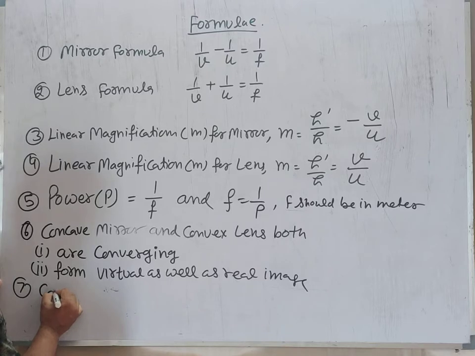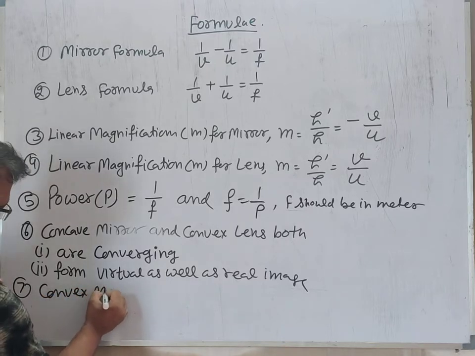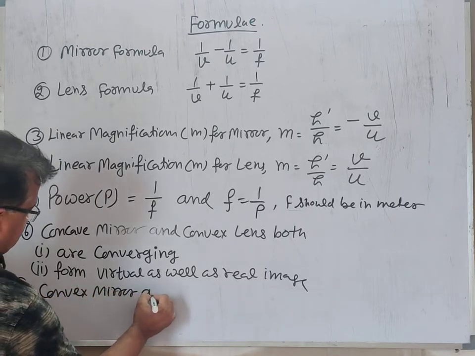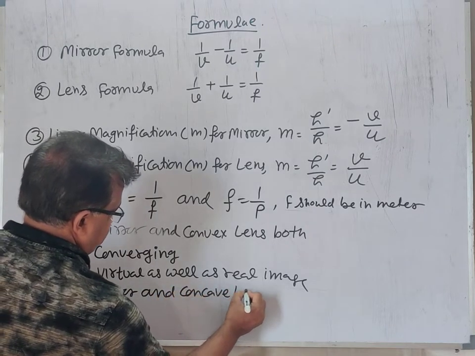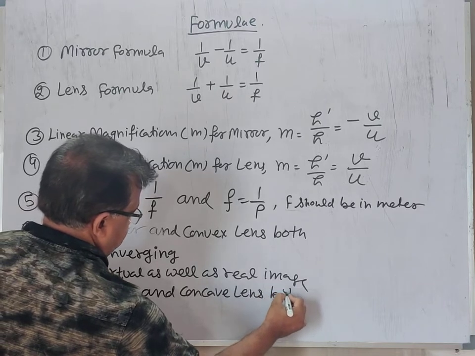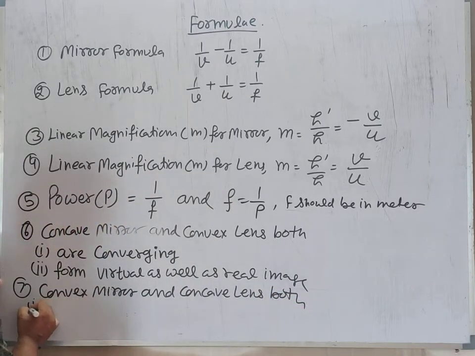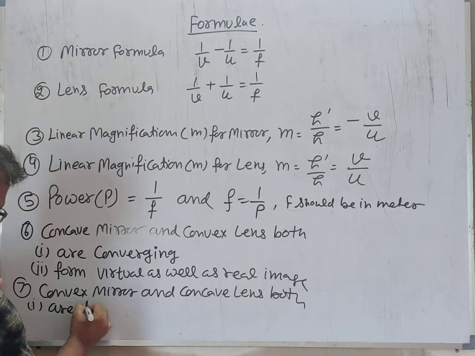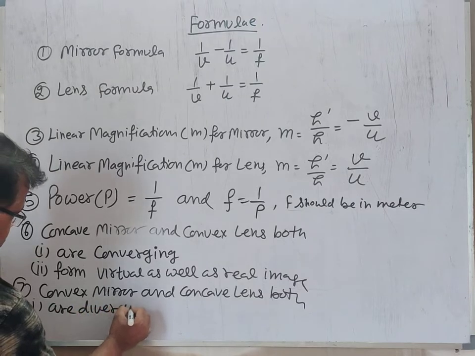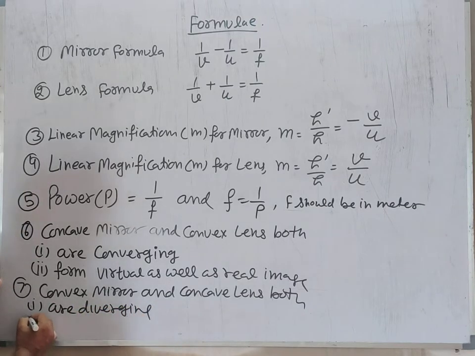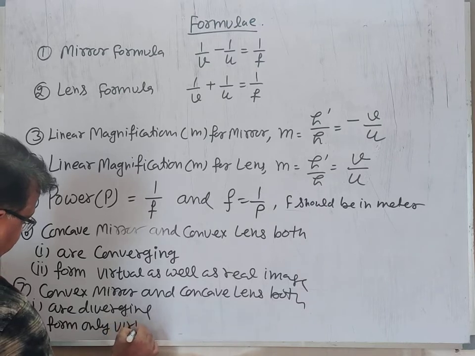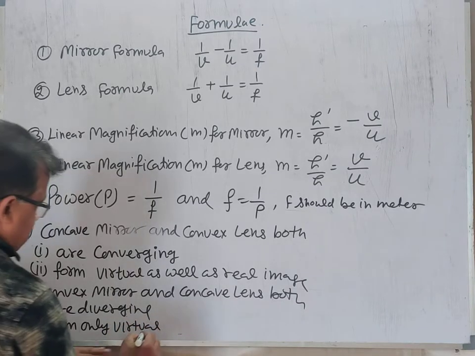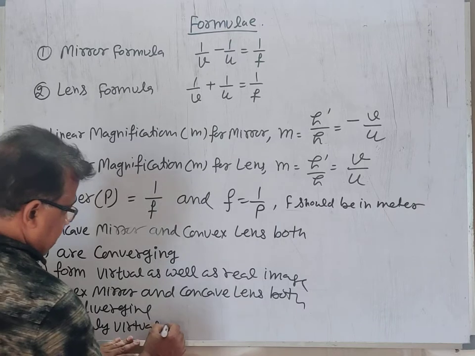And convex mirror and concave lens, both are diverging and both form only virtual, that means erect, and smaller image.